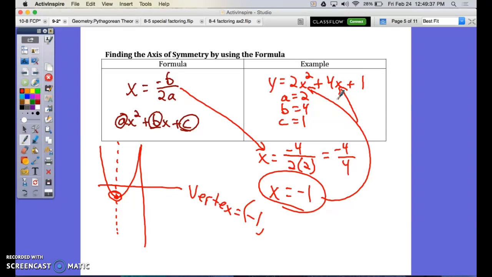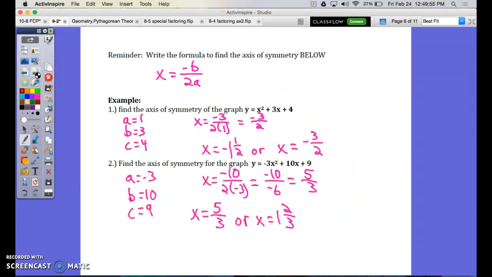Actually, you know what, here I will do it for you quickly. 2 minus 4, -2, plus 1. So my vertex actually would be (-1, -1). Let me double check this. 2 minus 4, yep, -1. So the vertex is (-1, -1). So that's how you can find the axis of symmetry, by using the formula.